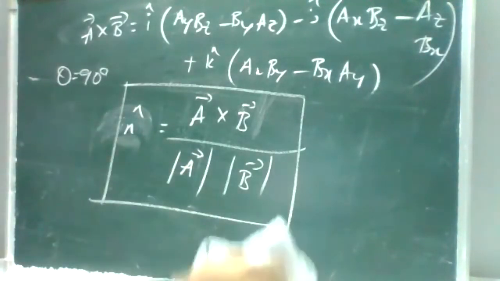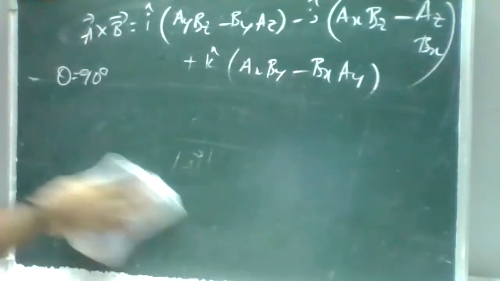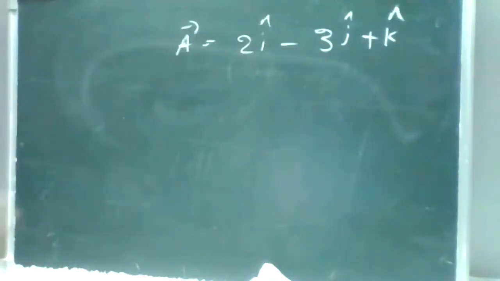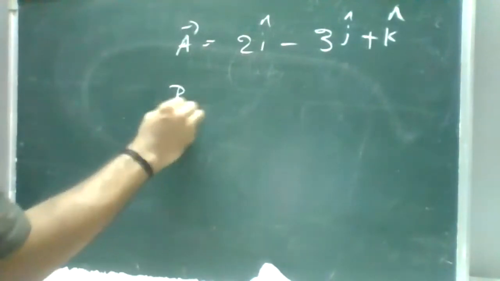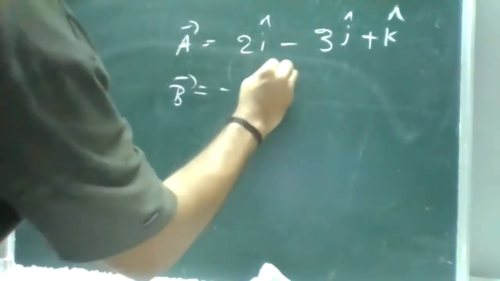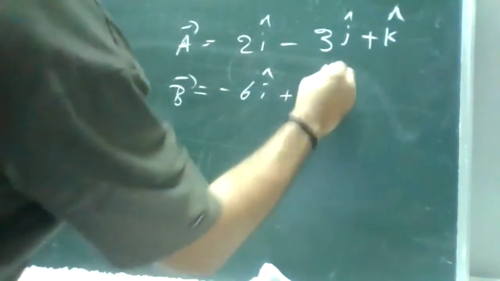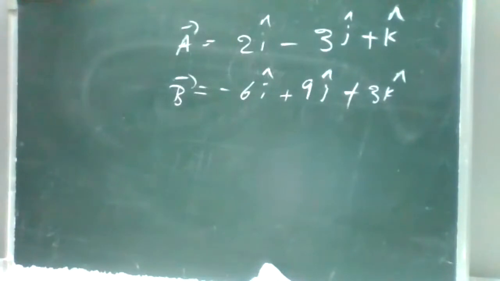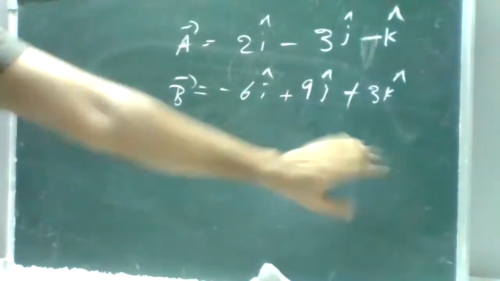Okay, I'm erasing this. First question: prove that the vectors A vector is equal to 2i cap minus 3j cap minus k cap, and B vector is equal to minus 6i cap plus 9j cap plus 3k cap are parallel.